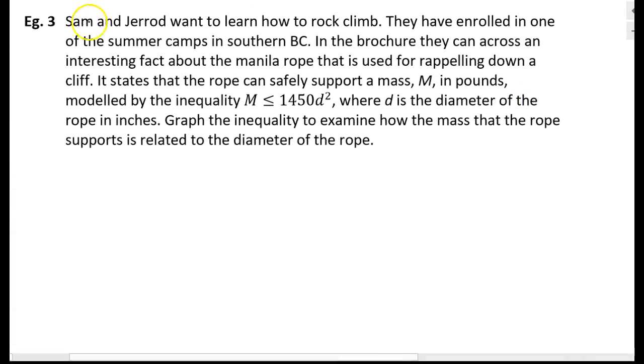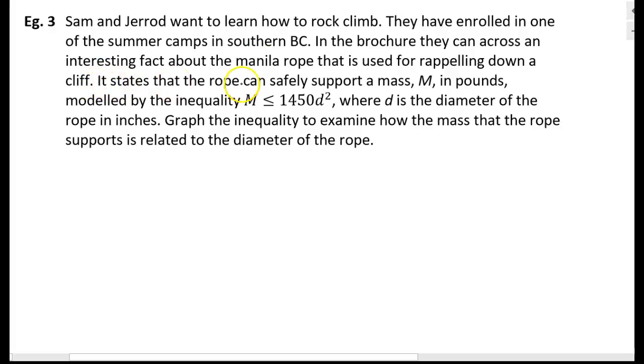So example 3, Sam and Jared want to learn how to rock climb. They've enrolled in one of the summer camps in southern BC. In the brochure, they came across an interesting fact about the manila rope that is used for rappelling down the cliff. Okay, I'm not sure what that means, but we're going to run with it anyways.